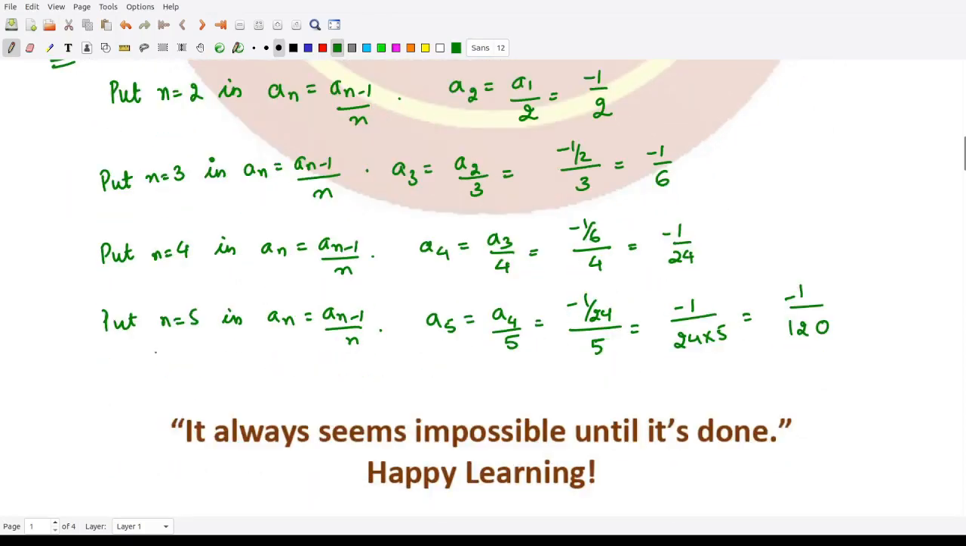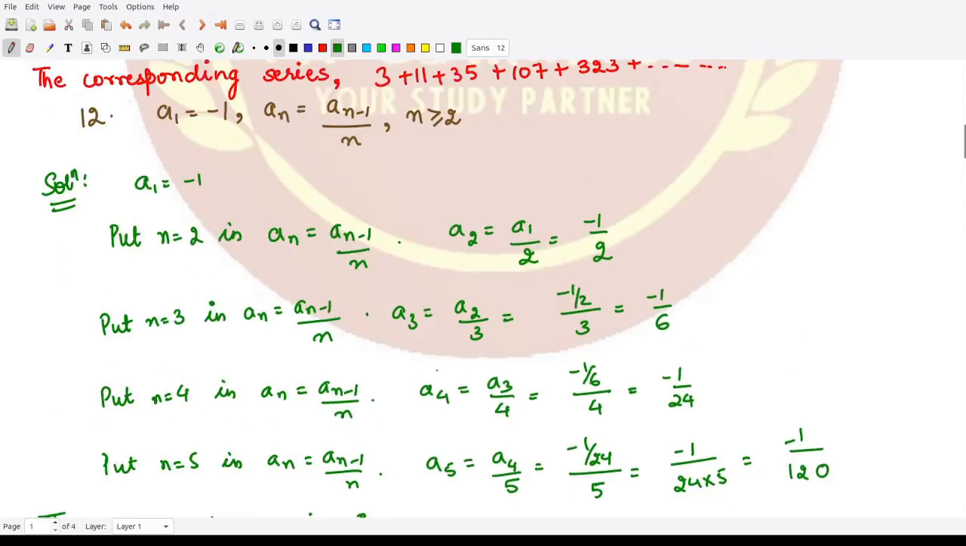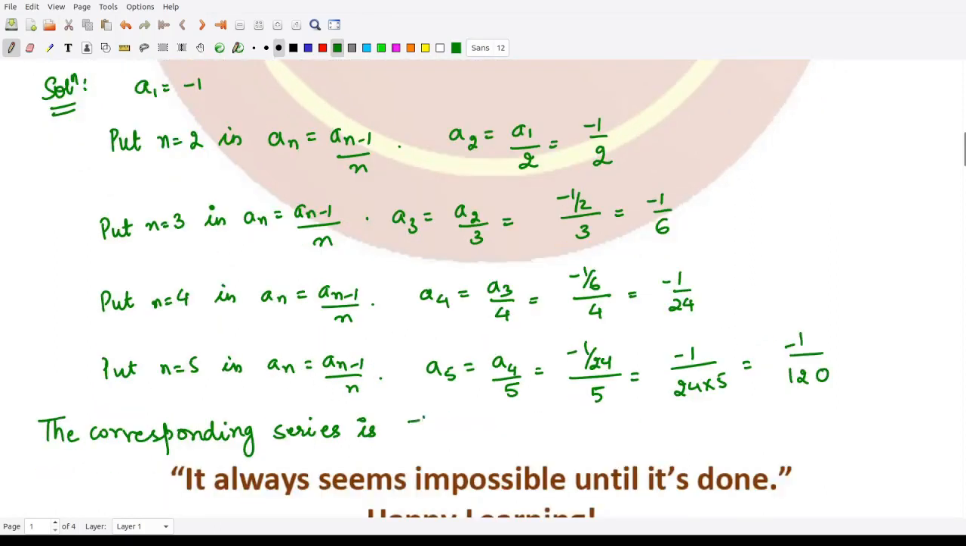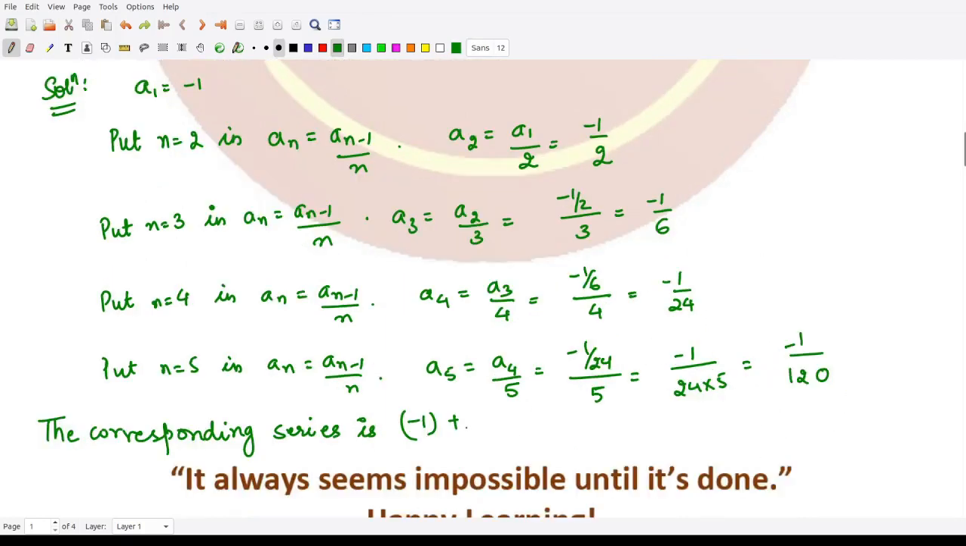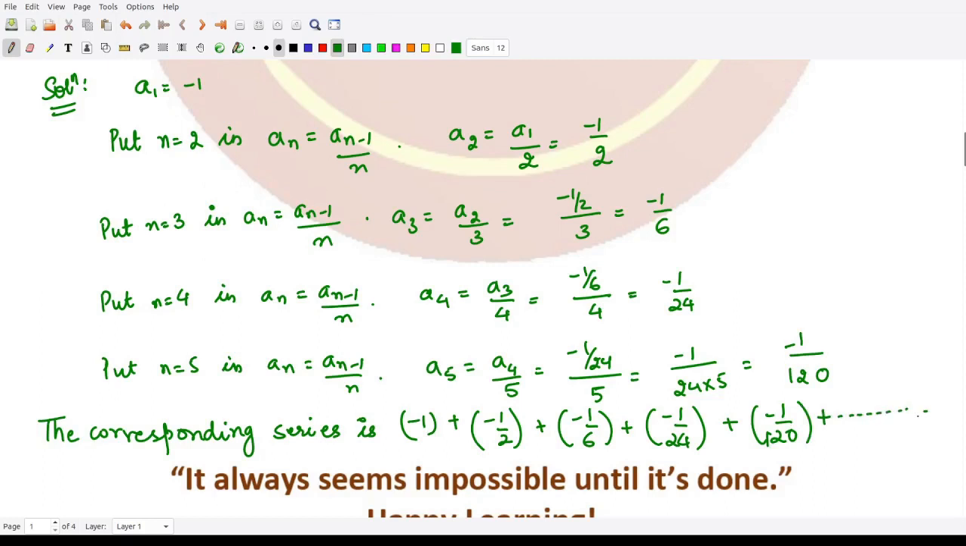So what would be the series? The corresponding series would be obtained when we write all the terms in addition form, right? The corresponding series would be writing a1, which is minus 1, plus the second term plus the third term plus the fourth term plus the fifth term and plus dot dot dot. So the first term is minus 1, second term is minus 1 by 2, third term is minus 1 by 6, fourth term is minus 1 by 24, fifth term is minus 1 by 120, right, plus dot dot dot, and this is our answer.